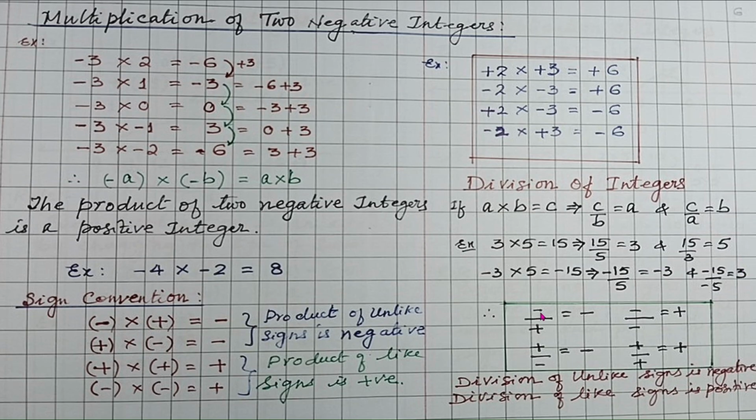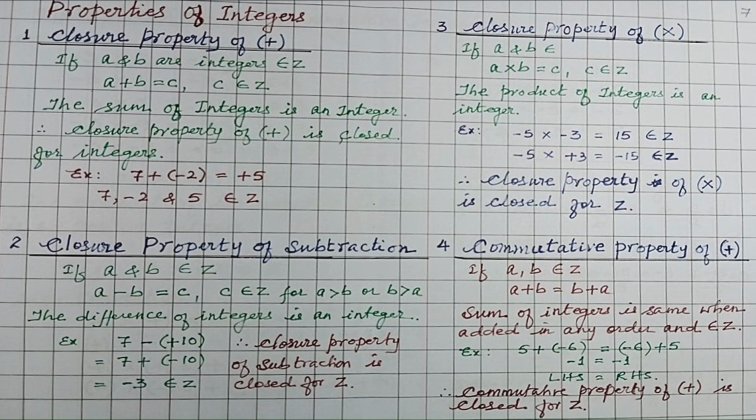So therefore, minus divided by plus is always minus, unlike signs minus, like signs plus. Division of unlike signs is negative, and division of like signs is always positive, which we have to remember.